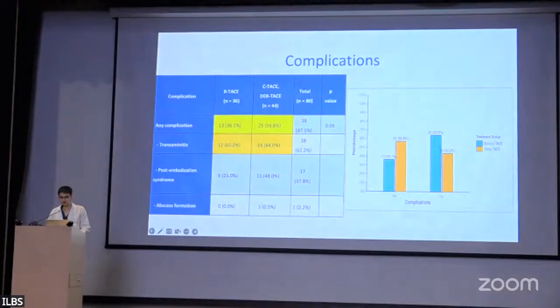Complications in the balloon TACE group were seen in 36% of patients, while in the other group it was 56%. The p-value was 0.06. The most common complication was transaminitis. Other complications seen were post-embolization syndrome, and abscess formation was seen in one patient in the CTACE DEB-TACE group.